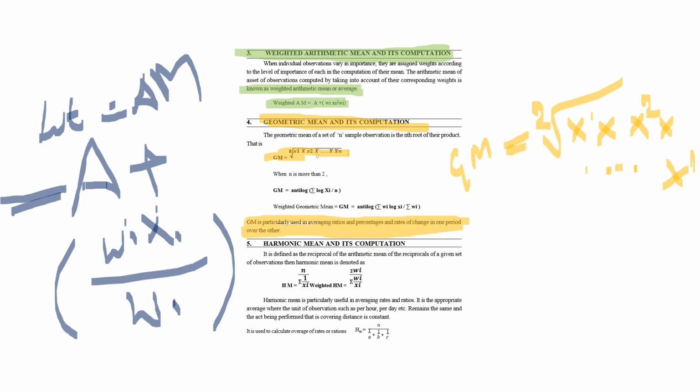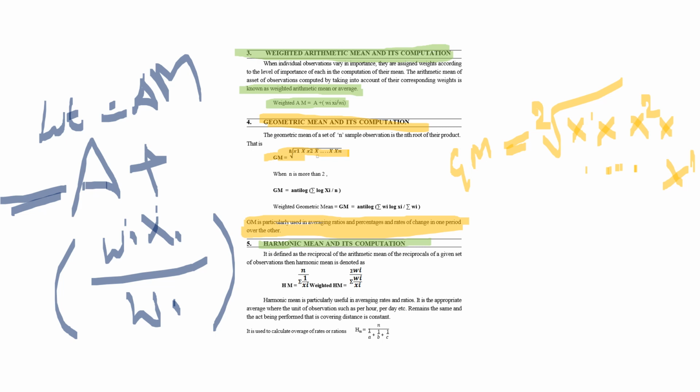Then harmonic mean. If they ask just for the formula, it carries 3 marks. What is harmonic mean? Harmonic mean and its computation. It is defined as the reciprocal of the arithmetic mean of the reciprocals of the given set of observations.